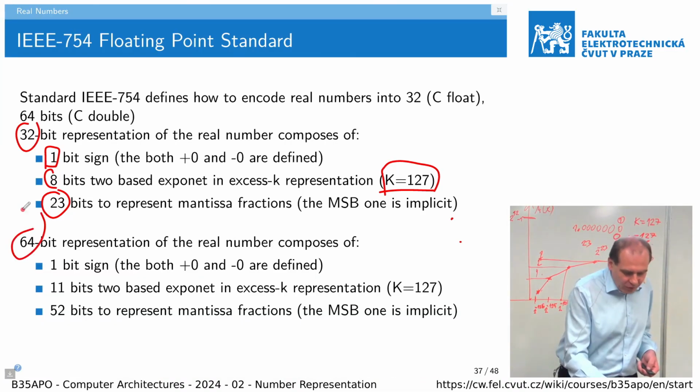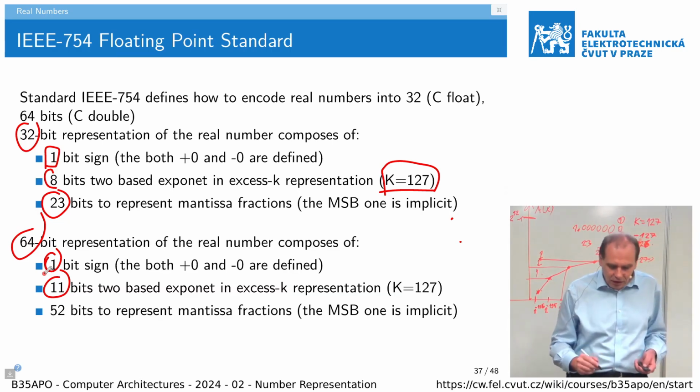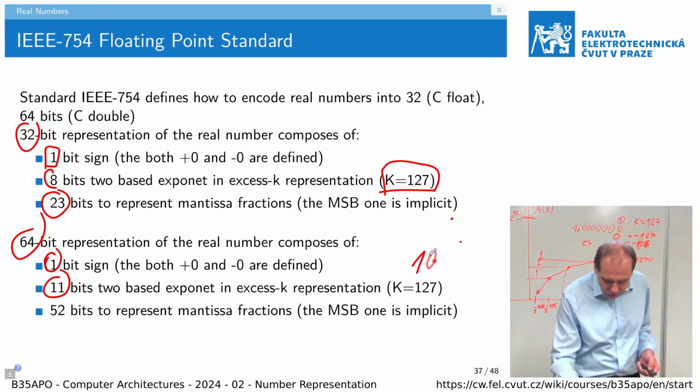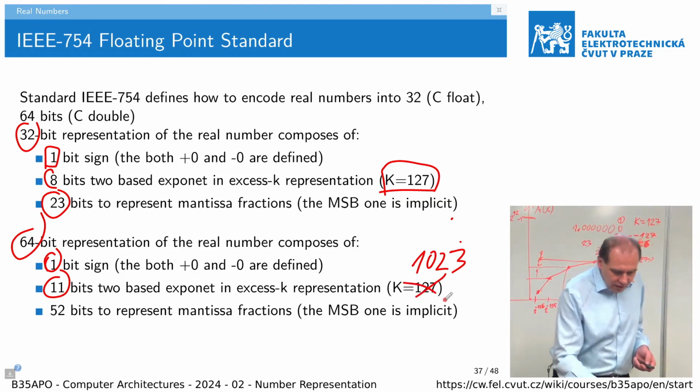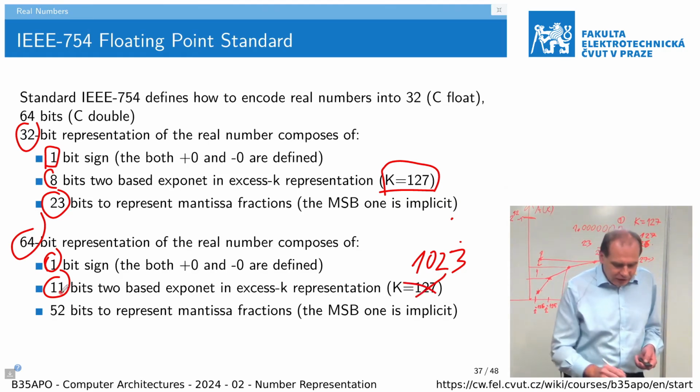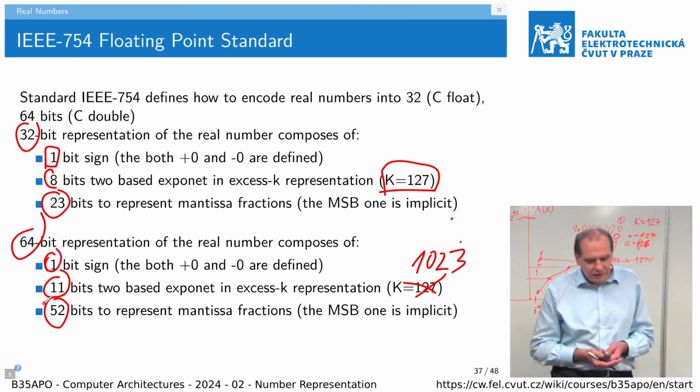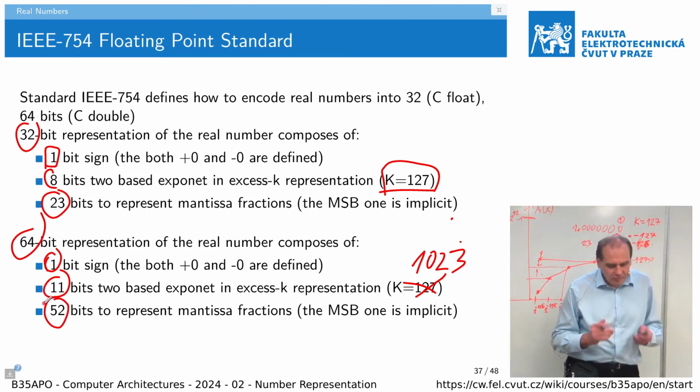For 64-bit, it only extends. The sign is still 1 bit, and I had it incorrect before, it should be 0, 1, 23 here, the excess. 11 bits for the exponent, and 52 bits for the mantissa.